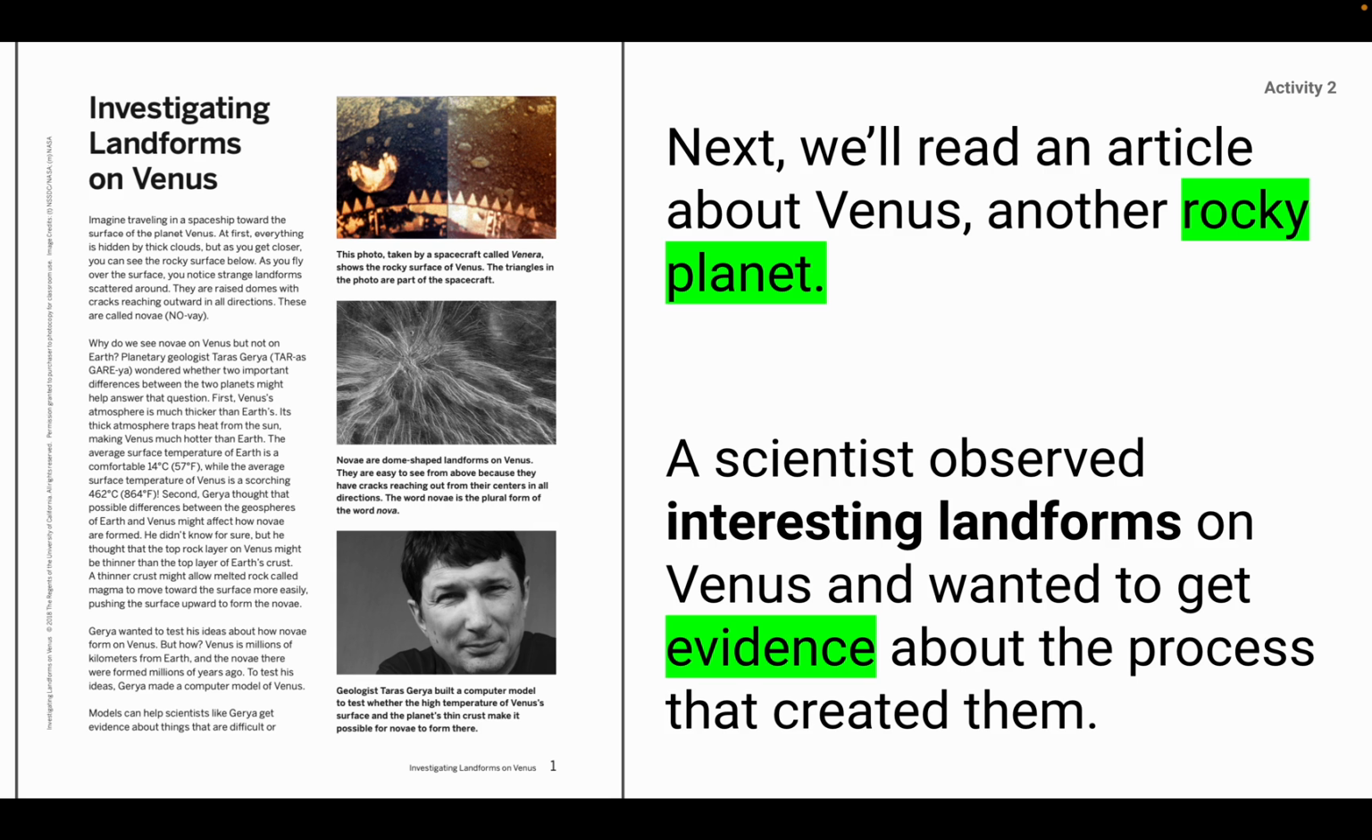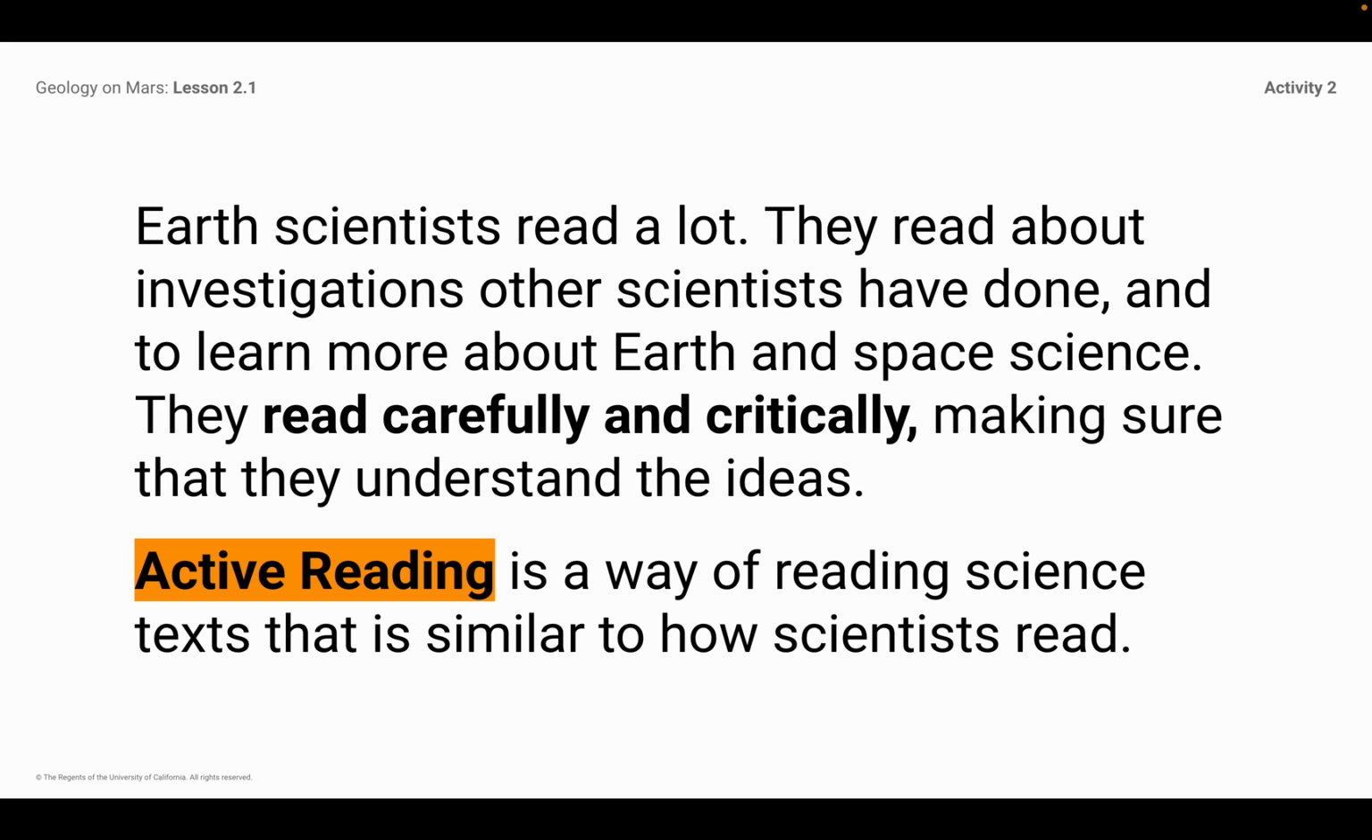And so we've got this article. It's called Investigating Landforms on Venus. Earth scientists read a lot, and not just earth scientists. All scientists read a lot. They read about investigations that other scientists have done, and they read to learn more about Earth and space science. They read carefully and critically, making sure that they understand the ideas. This activity, called active reading, is a way of reading science text that's similar to how scientists read.